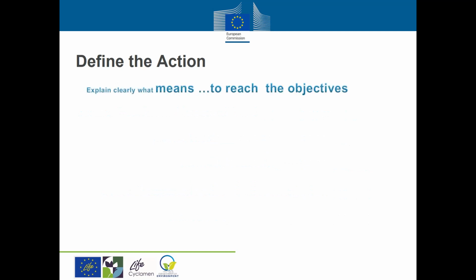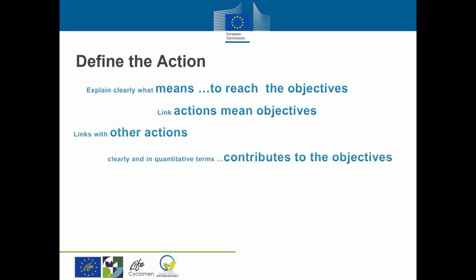When describing the actions and means involved, you should explain clearly what means will be utilized during the project in order to reach the objectives indicated. Make sure there is a clear link between the proposed actions, means, and the project objectives. Moreover, the description of each action should indicate the links with other actions and clearly and in quantitative terms state how it contributes to the project's overall objectives.